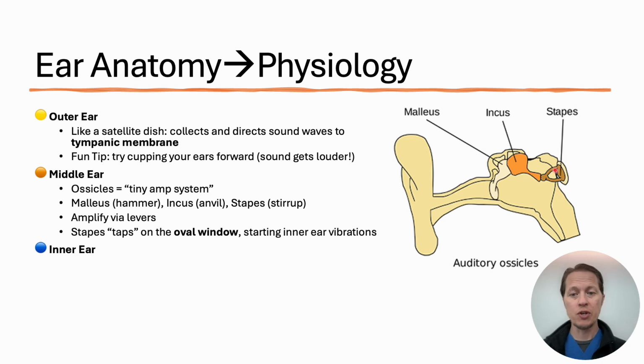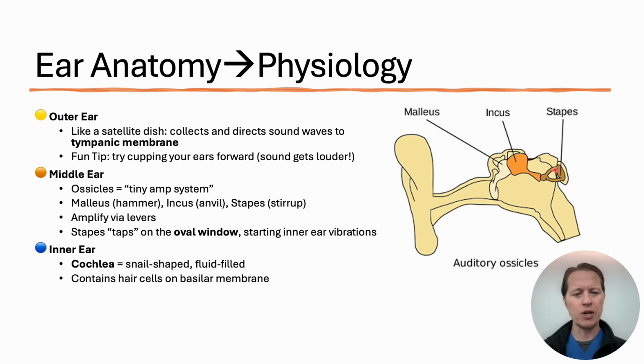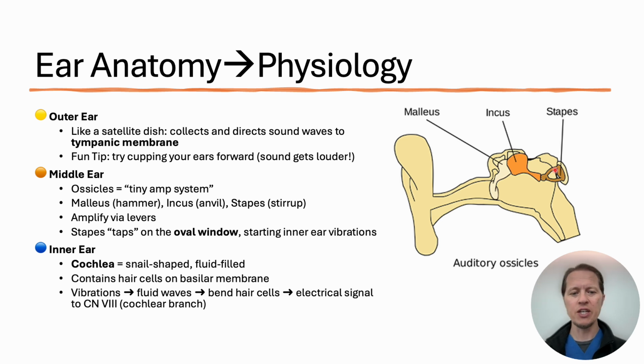window, which creates some inner ear vibrations, which are now fluid vibrations that go through the perilymph and endolymph of the inner ear. Those bend the hair cells, which we're going to get to in a minute, that then create an electrical signal. So it's really neat. Sound waves turn into mechanical vibrations, which turn into fluid waves, which then finally turn into electrical signals.